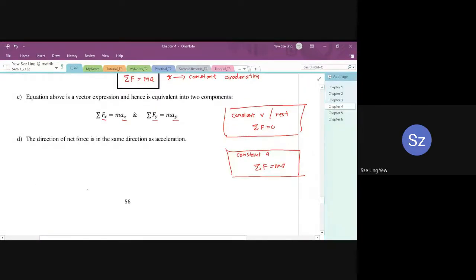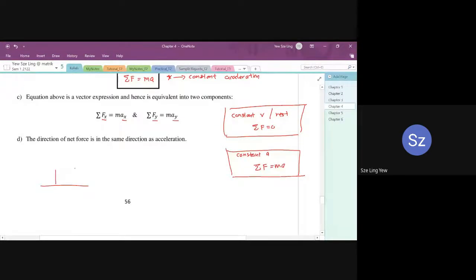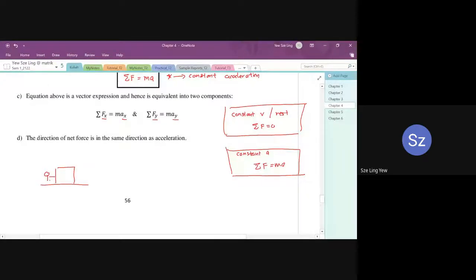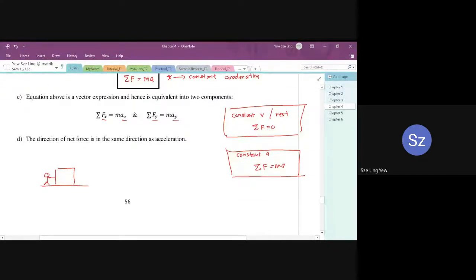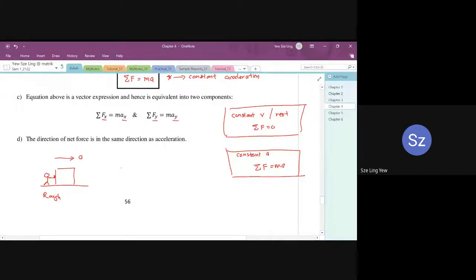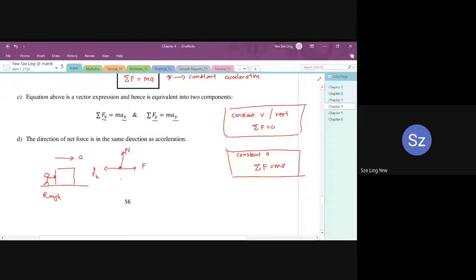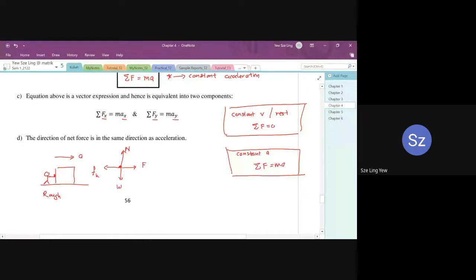So for example, now I give you the same example. I have a box and you're pushing it. This is a rough surface. But now my object is moving with constant a. So what should I do? Again, I'm going to draw a free body diagram for it. External force going to the right, frictional force going to the left, Fk, and then normal force going up and weight going down. Now, when it comes to these questions, how am I going to solve it?